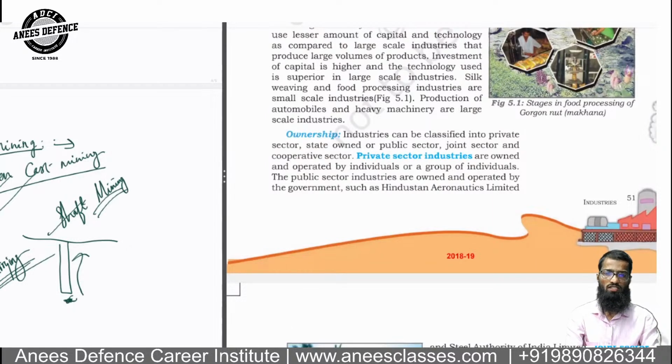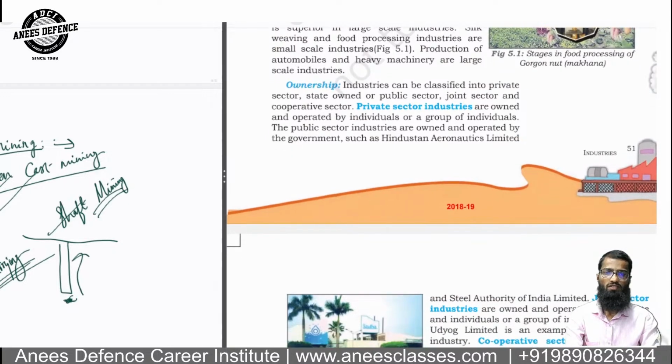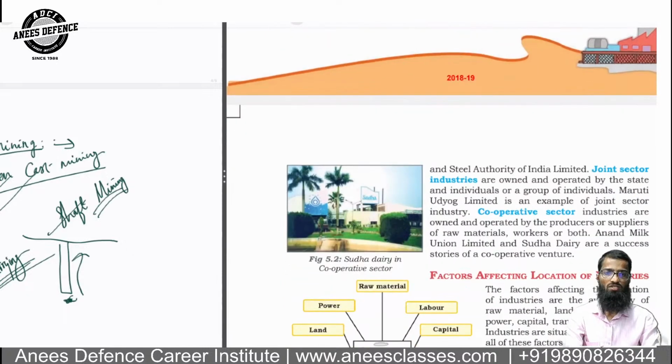Whether it is privately owned, state owned or publicly owned, right? Private sector industries are owned and operated by an individual or a group of individuals, that is called commercial units, private units or private companies. The public sector industries are owned and operated by the government, like HAL, that is Hindustan Aeronautics, which makes different warplanes for India, and SAIL, that is Steel Authority of India. The giant industries are owned and operated by the state and individuals also.